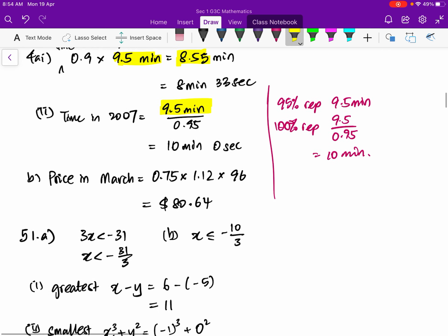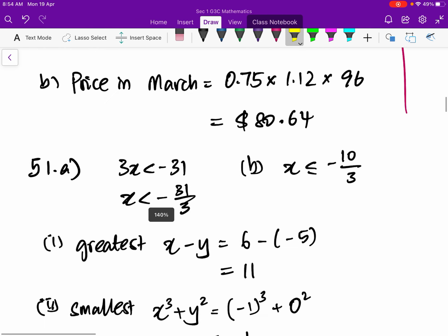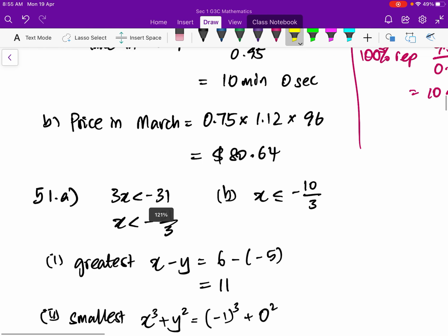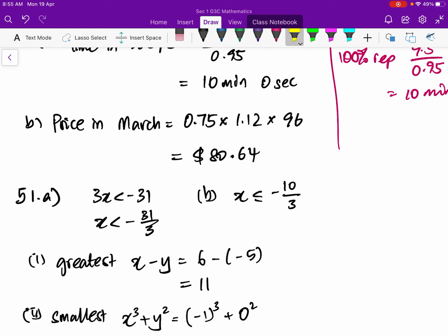And now part B. Original price of painting, $96. In February, the price increased by 12%. So in February, the price is now 112% of the price in Jan. Then in March, the price decreased by 25% of the price in Feb. So now we're comparing to Feb, and it has dropped 25%. Then find the price in March. Answer to the nearest cent.